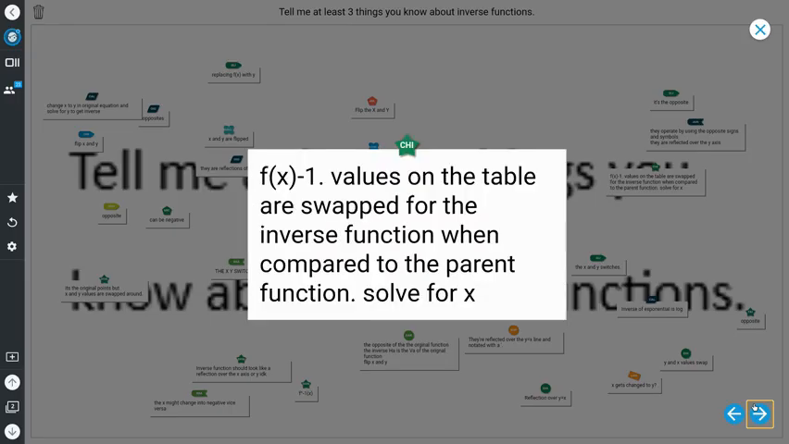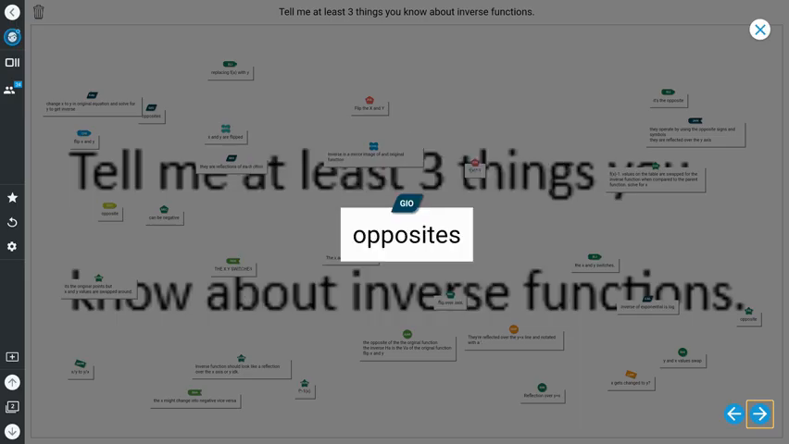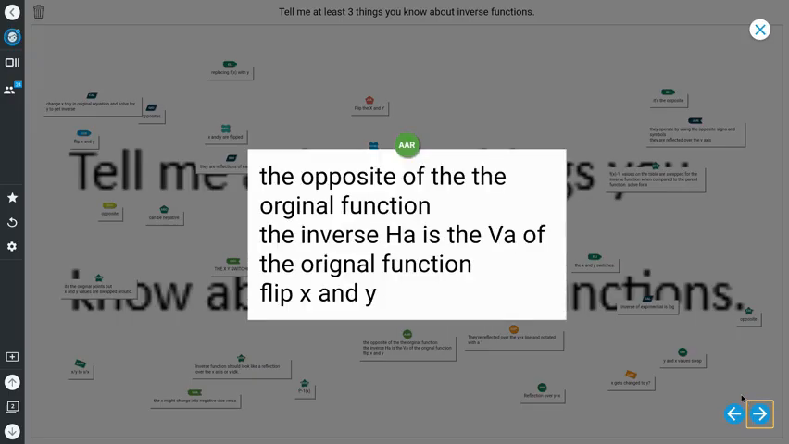Very good. Okay, so this is a notation. It looks like a -1 at the exponent, right? But that's just the inverse notation. Okay, so the values of the table are swapped for the inverse function compared to the parent function, and then we solve for x. Very good. Opposites. What do you mean by opposites? Like they switch? Gotcha. Okay. Opposite. Okay, so the opposite of the original function, the inverse.